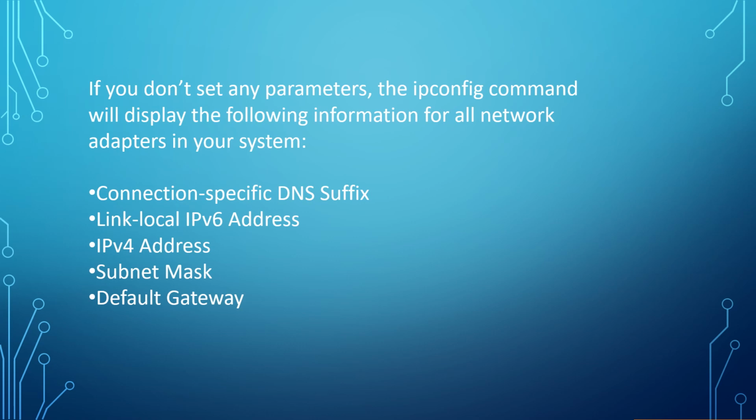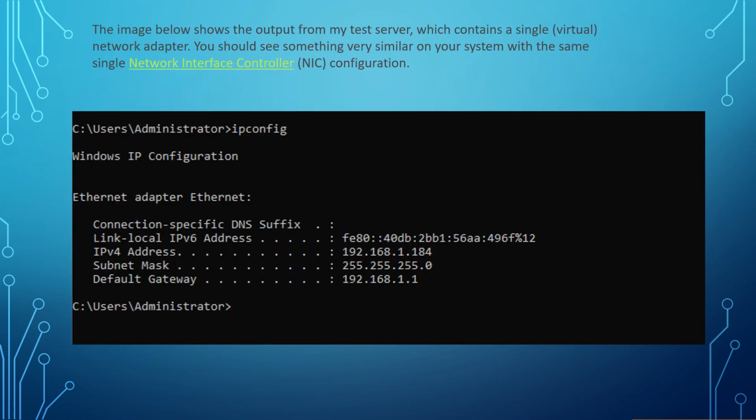If you don't set any parameters, the ipconfig command will display the following information for all network adapters in your system: connection-specific DNS suffix, link local IPv6 address, IPv4 address, subnet mask, and the default gateway. The image below shows the output from my test server, which contains a single network adapter. You should see something very similar on your system with the same single network interface controller, or NIC, configuration.